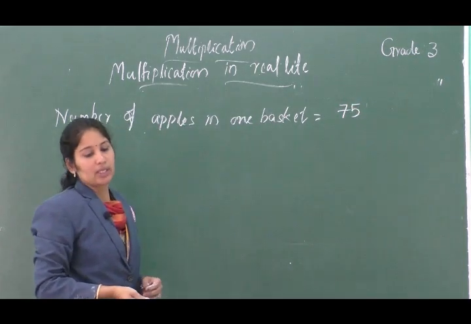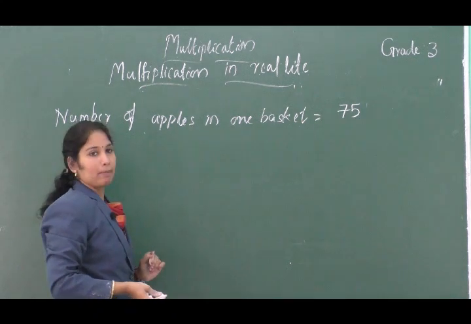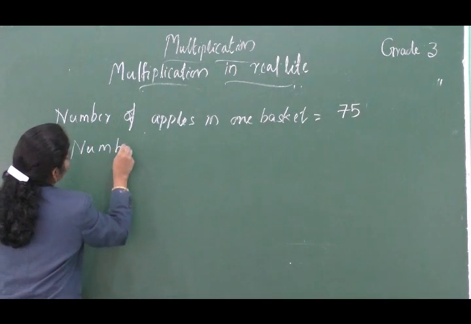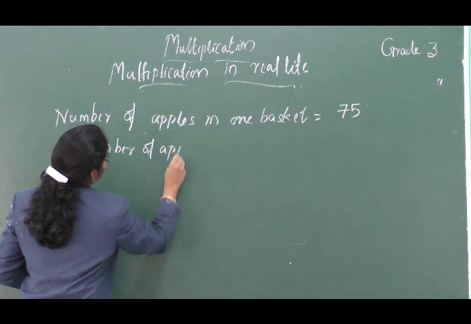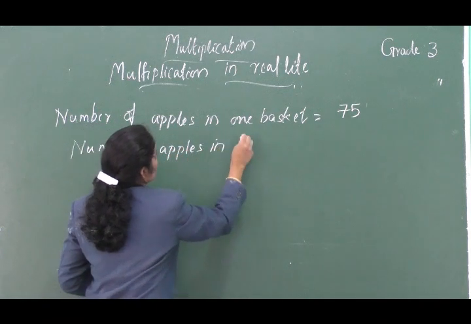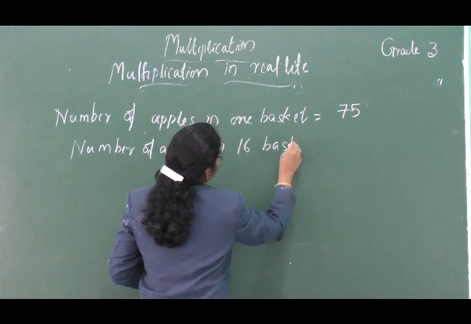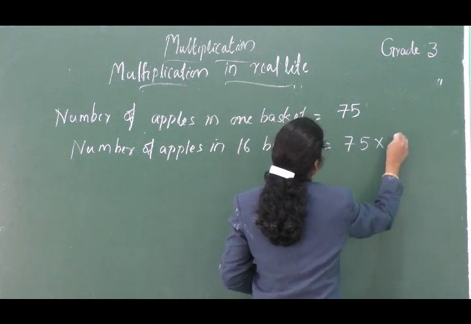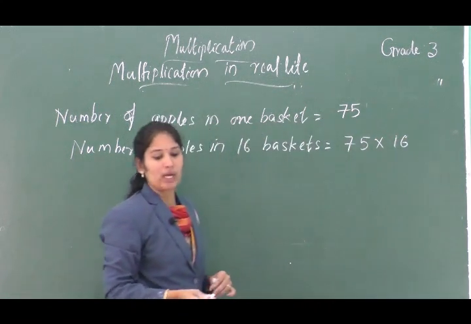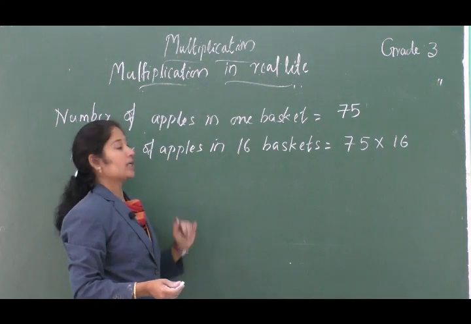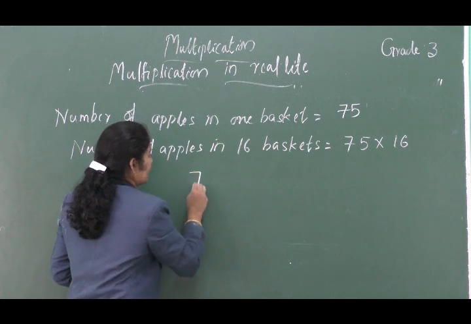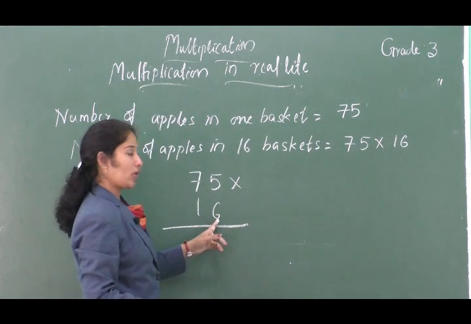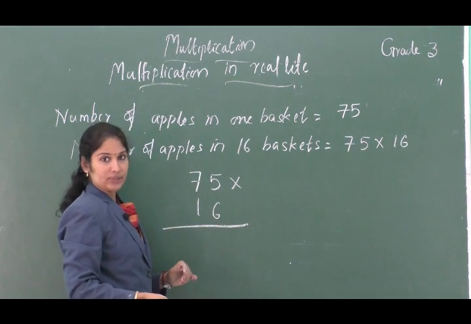We have to find out the apples in 16 such baskets. So, the number of apples in 16 baskets is equal to 75 into 16. So, we have to find out the total number of apples. So, 75 into 16. First we have to find 75 into 6 ones.